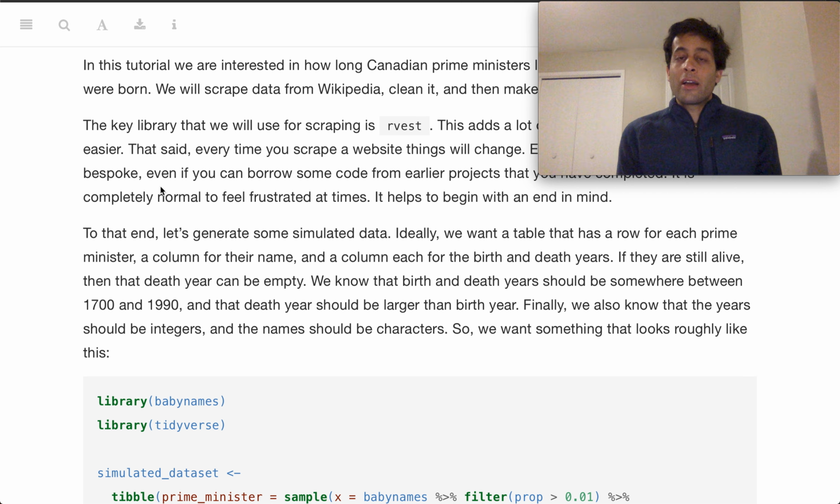Finally, it's useful to simulate data if you're working in groups, because what it means is that one person can focus on scraping and cleaning the data towards making it look like what you simulated, and the other person can get started on the graphs and analysis because they can just start writing code based on the simulated data, and then when the real data is ready, you can just replace the simulated data with the real.